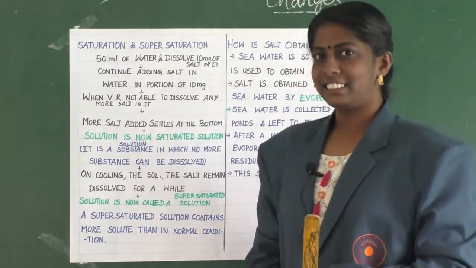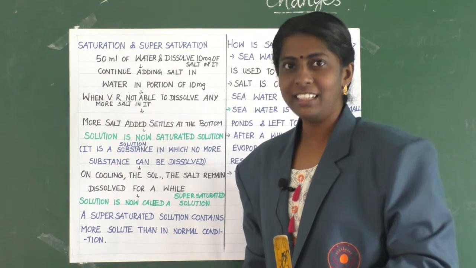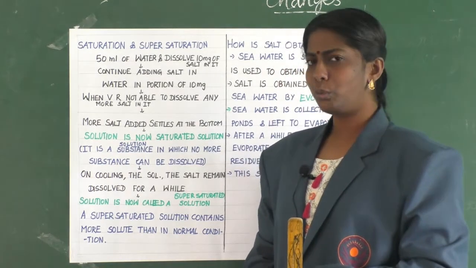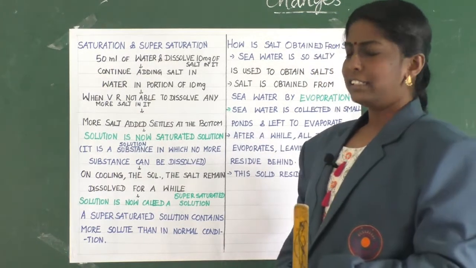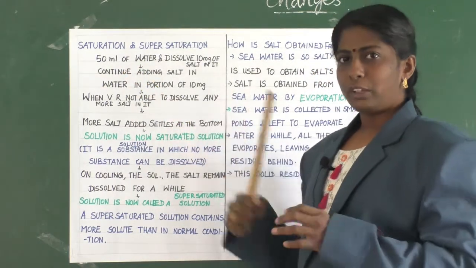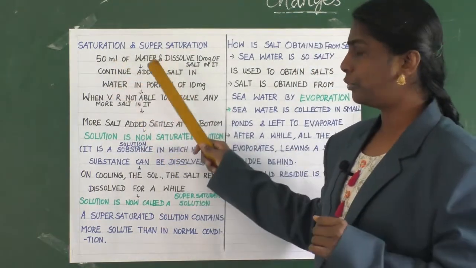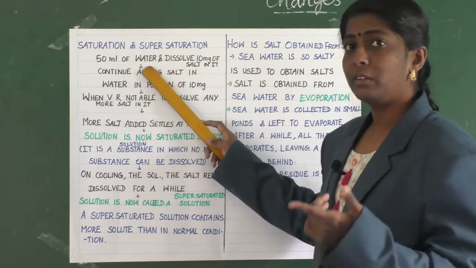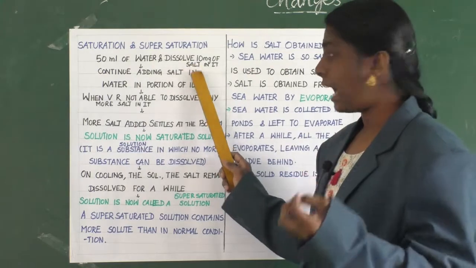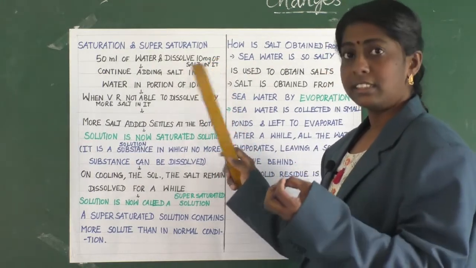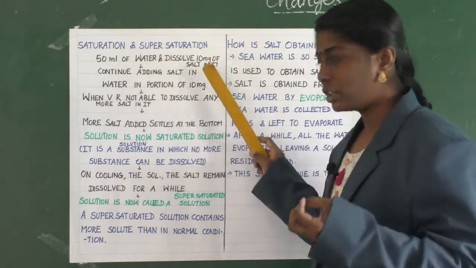Now let us learn about saturation and supersaturation. So what is this saturation, supersaturation? Yes. Let us learn. Take 50 ml of water in a separate glass. Then to that water just add some 10 mg of salt in it. Dissolve the salt in it. Okay, so 50 ml of water with salt.